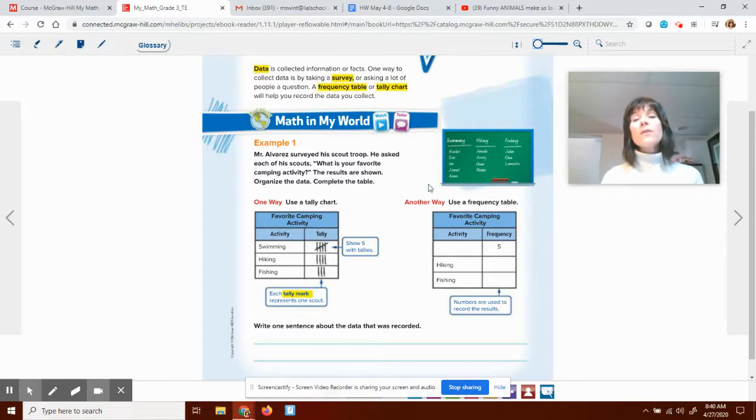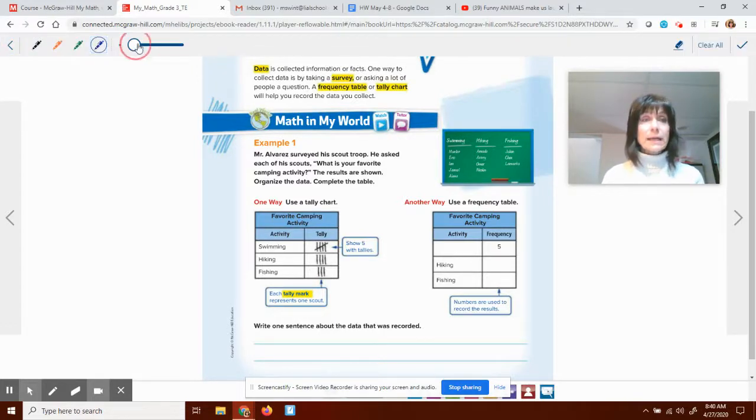Now, another way is just simply called a frequency chart. A frequency chart is using the numbers. So if I had to fill out this frequency chart, let's go ahead and get a blue pen today. I would need to go ahead, and I'm adding up here. I've got some blank areas that I need to fill out.